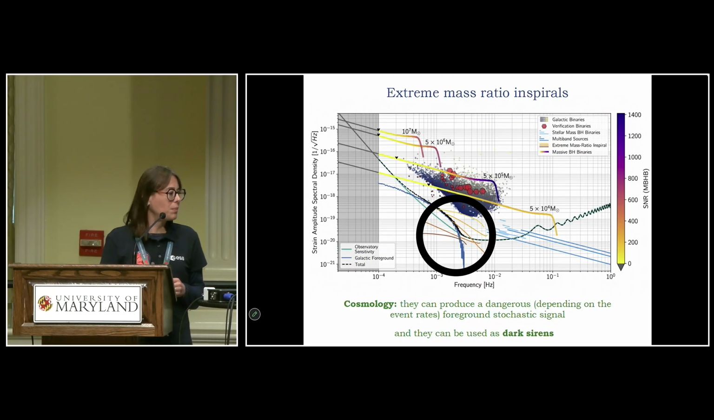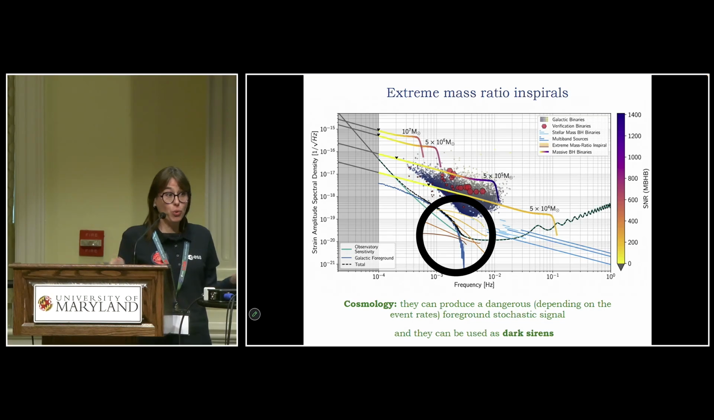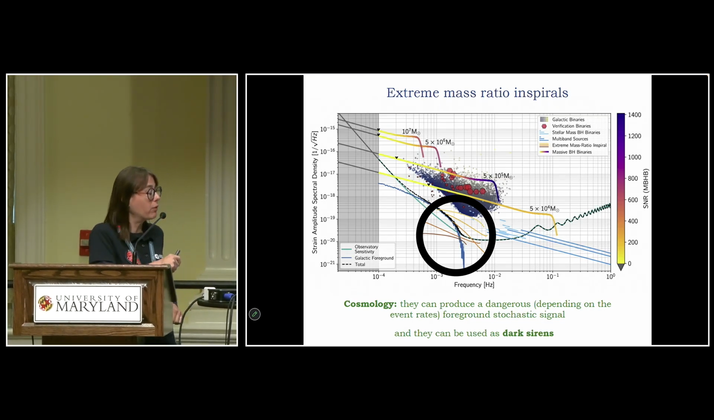Now we go to extreme mass ratio spirals. We already had a very, very nice review about these sources. So for cosmology, indeed, as we heard, they can be problematic because they can produce a dangerous foreground stochastic signal, okay, that will mask other sources, deterministic sources, but also a possible cosmological background. But what is actually positive, especially if they are numerous, is that they can be used as dark sirens.